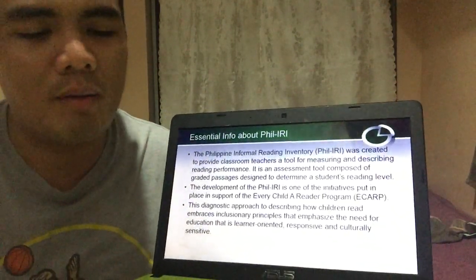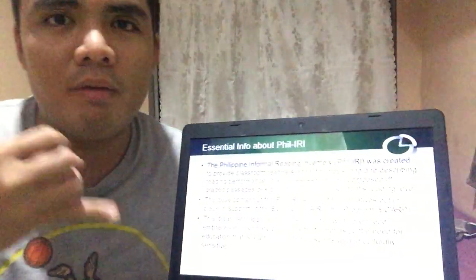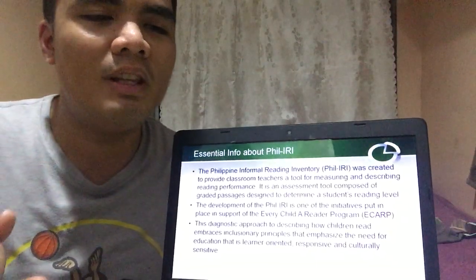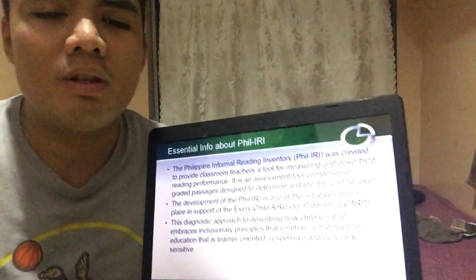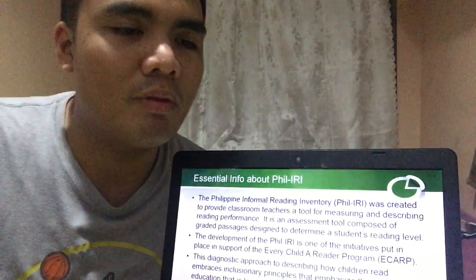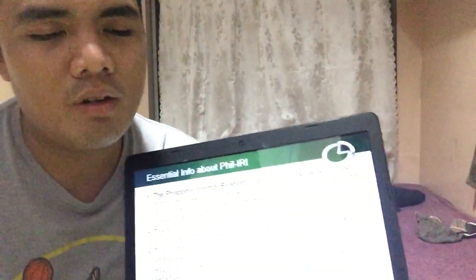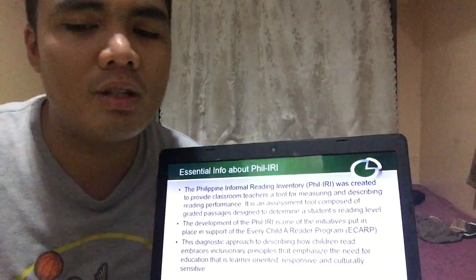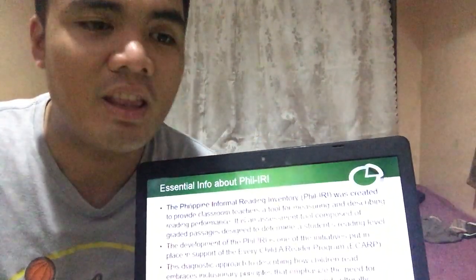Because we have three types. Remember that we have three types of readers. We have the independent readers, we have the instructional readers, and then we have the frustrational readers. Like what I said earlier, these are the types of readers. The independent readers, they can read on their own. Instructional, with some instruction.